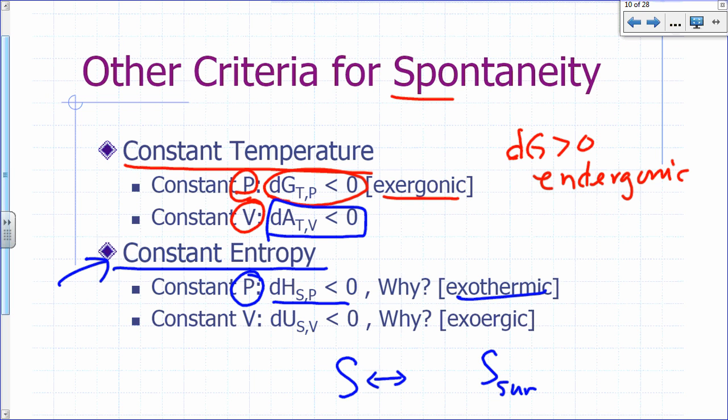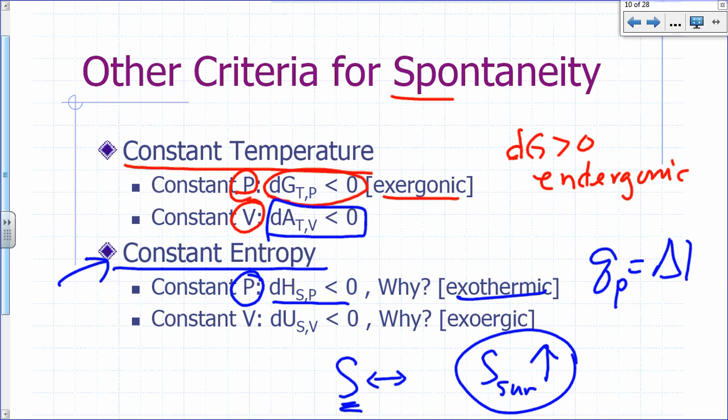If the system's entropy doesn't change, what happens to the entropy of the surroundings? It has to go up. And how do you make the entropy of the surroundings go up? You dump heat to the surroundings, right? And what is Q at constant pressure, if you remember? Q at constant pressure is just delta H. So it has to be an exothermic process. Negative delta H means heat flows out of your system at constant pressure.